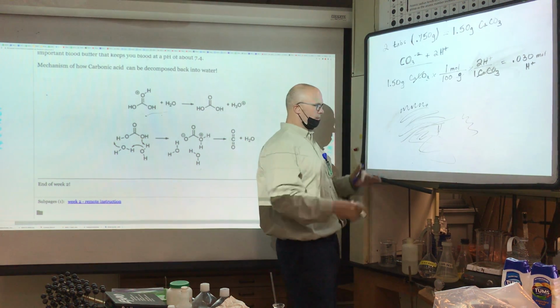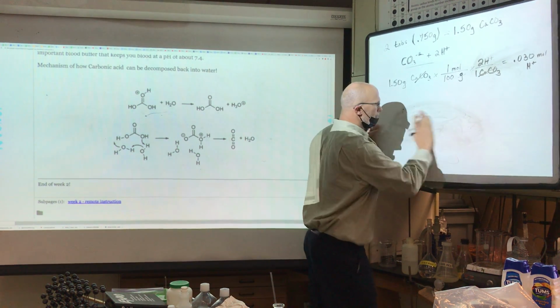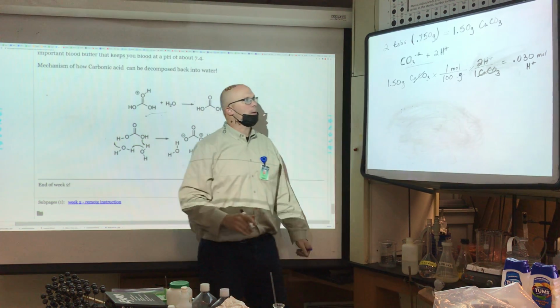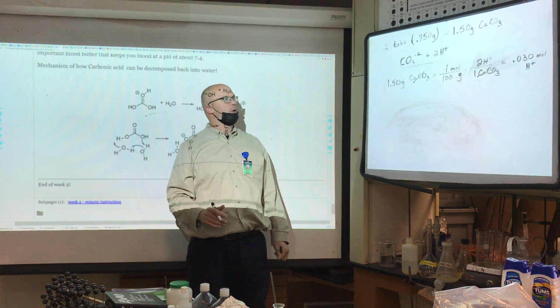Okay, this looks like a, alpha, looks like a protein actually. Okay, so we're going to basically neutralize 0.03 moles of H plus.